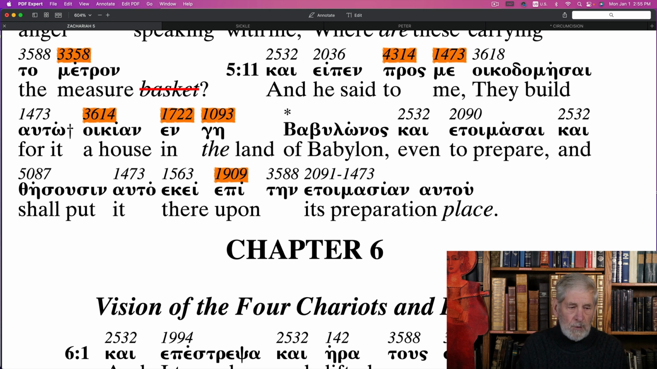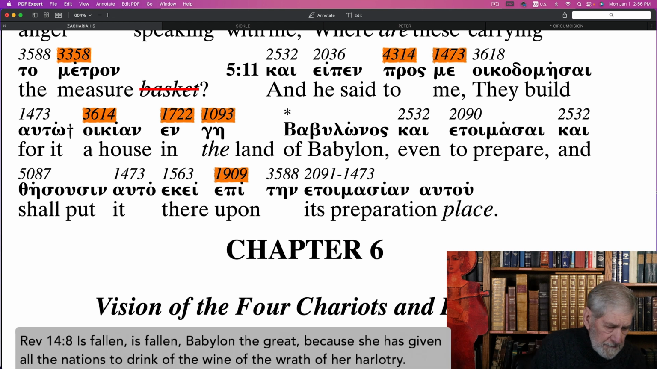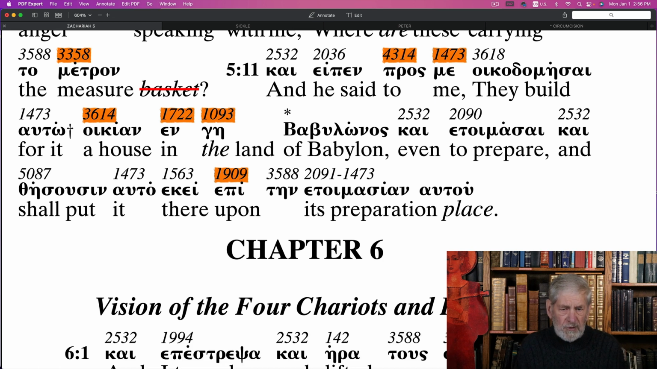And it says in Revelation 14:8, "Fallen, fallen is Babylon the Great, because she has given all the nations to drink of the wine of the wrath of her harlotry." Jerusalem had the harlotry of going after other gods, never went after Jesus, still hasn't, still into harlotry. The things that go on there are terrible even today.